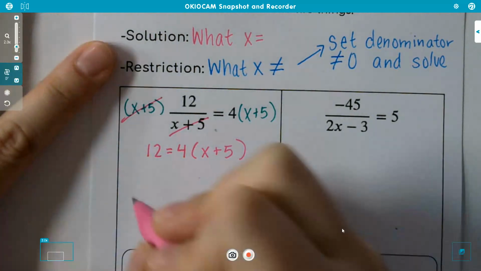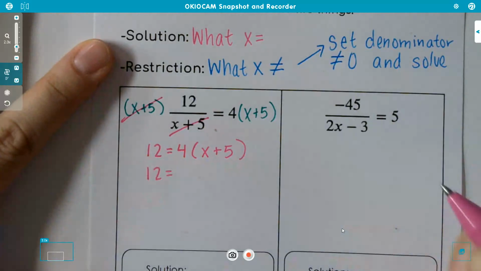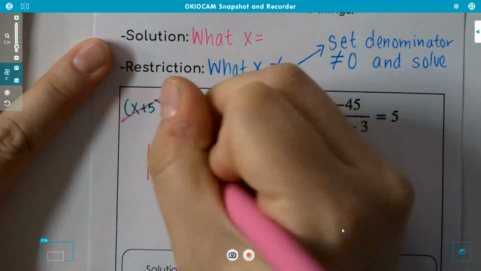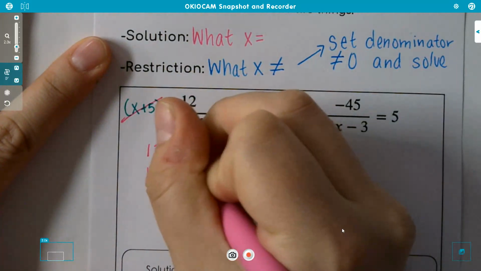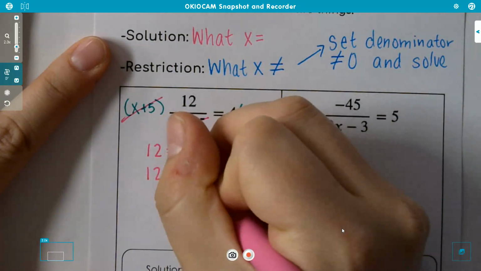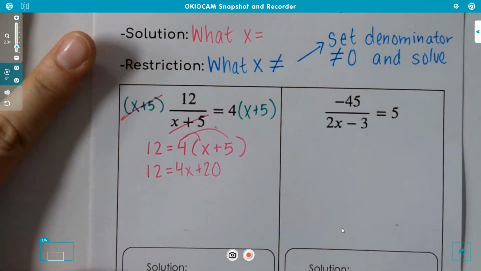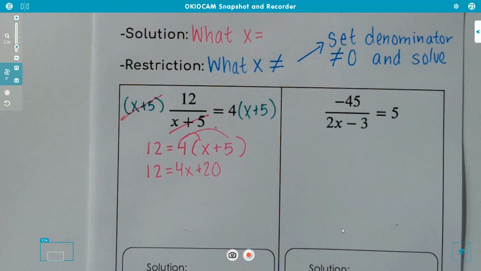Okay, we've got 12 equals. We're going to distribute on the right. 4 times x is 4x. 4 times 5 is 20. Don't write huge because we're going to have something else that we need to do in this box too. I say that hypocritically because I realized I was kind of writing huge.